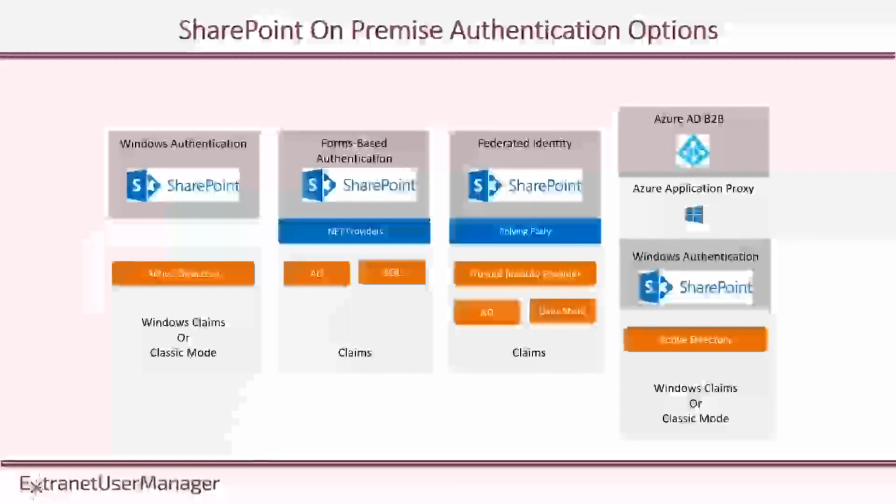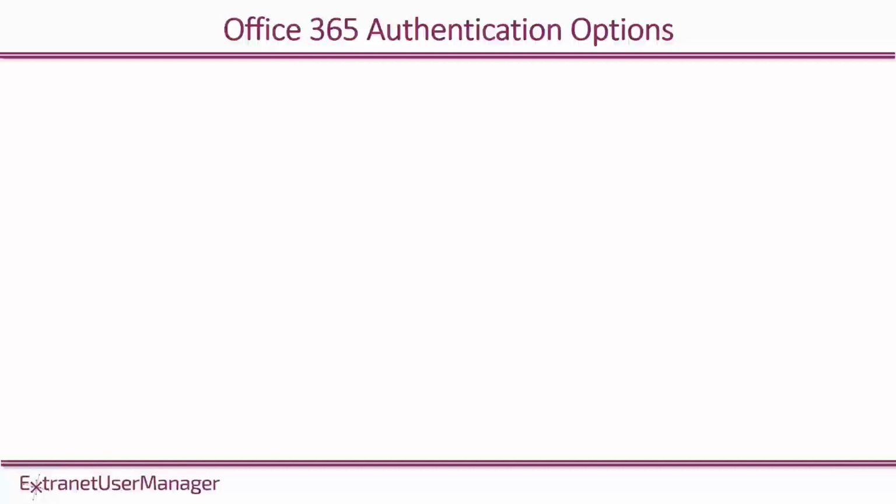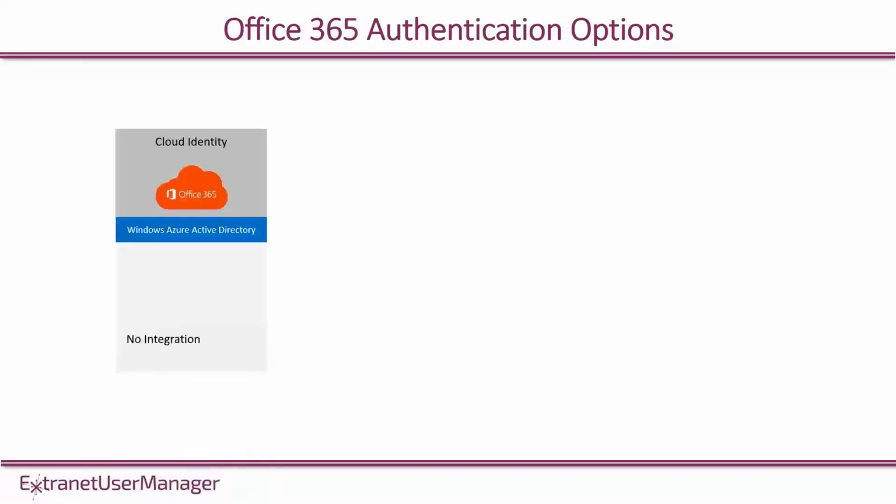So that's from an on-premises perspective. What about from an Office 365 point of view? Well, if we start with the simplest, it's cloud identity. And what this means is that each of your users has an account in your Azure Active Directory. And ultimately, everything in Office 365 from an authentication point of view runs through Azure Active Directory. There's no integration to your on-premise systems.